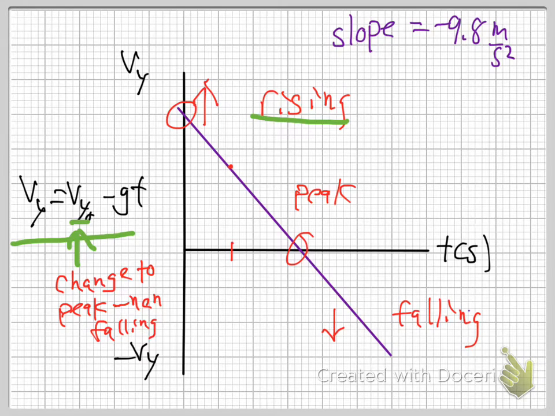Okay, but this equation isn't that useful when it changes to the peak, because usually when it's falling, you want to find out the time, and this equation won't help you there, because you're going to be left with only one velocity quantity. But it's useful to know what the final velocity is when it hits the ground. So that's usually what it's used for.